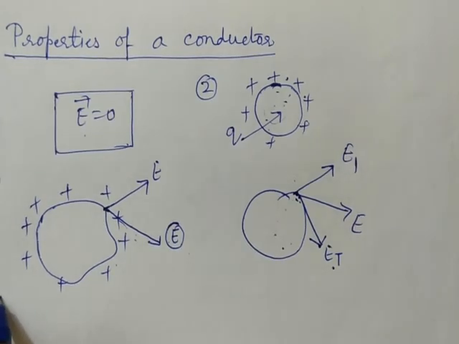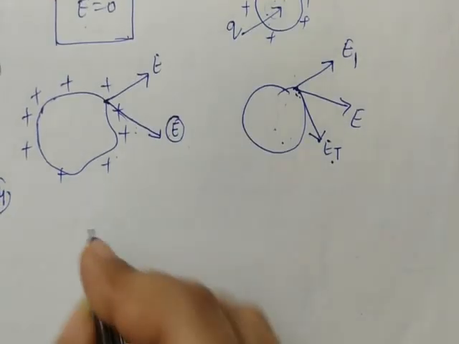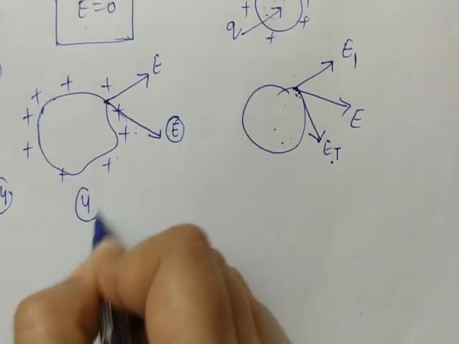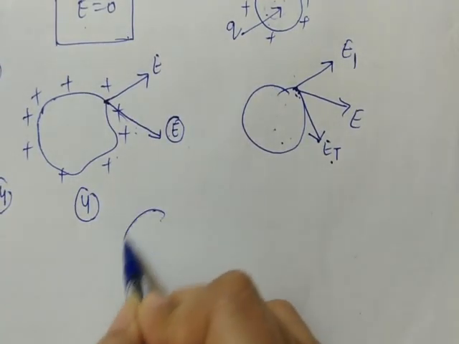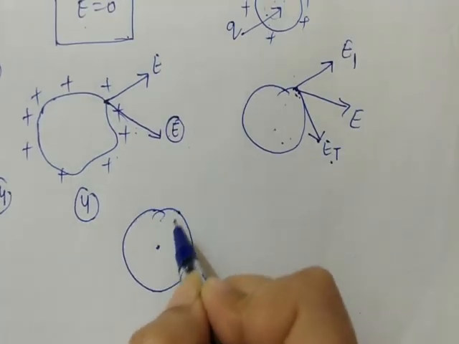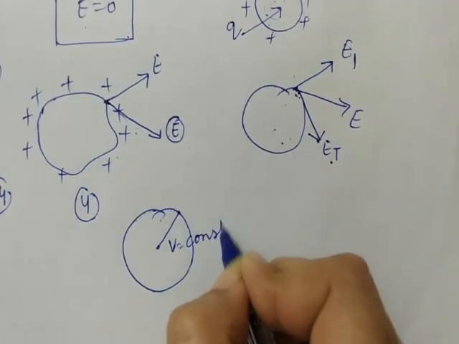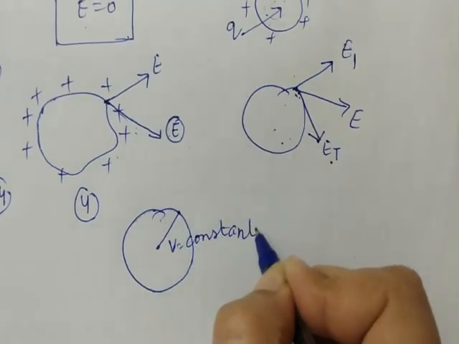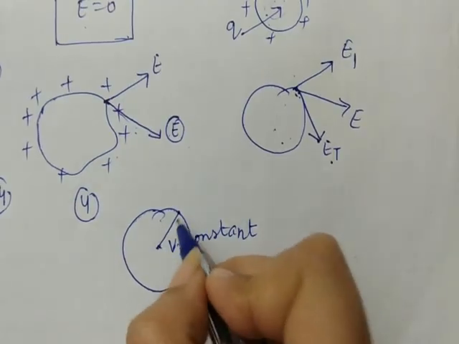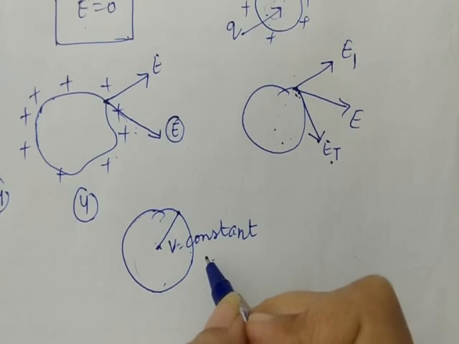Next property is that inside the conductor the potential from the surface to the center is constant. From the center to the surface, at every position, potential is constant.